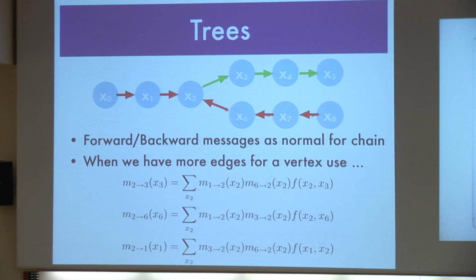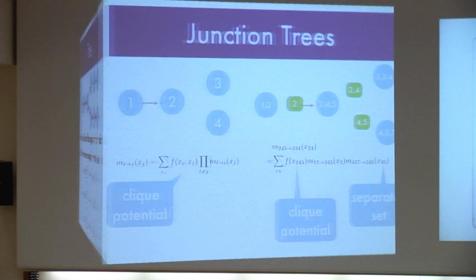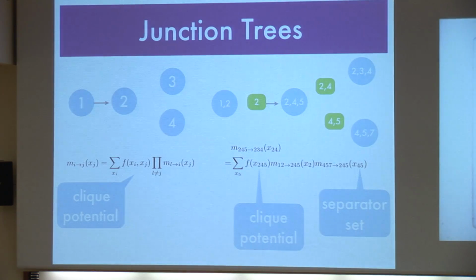Okay. Now, actually, it turns out that this is a little bit more general than what we initially thought. There's something called junction trees. Let's just start with the clique potential. Remember here we had this operation, right? So we have the message going out from i to j is the sum over the variables on this vertex times all the incoming messages but the one that goes out.